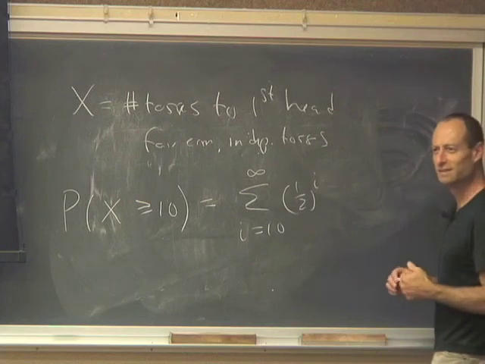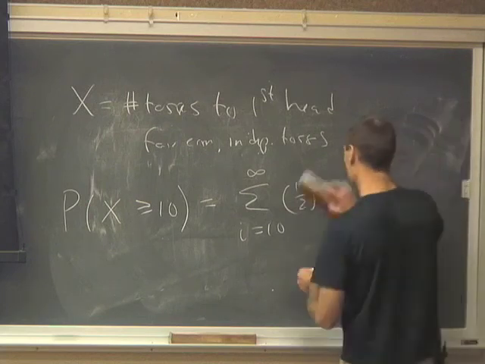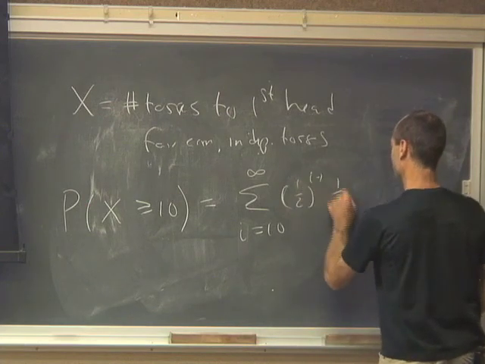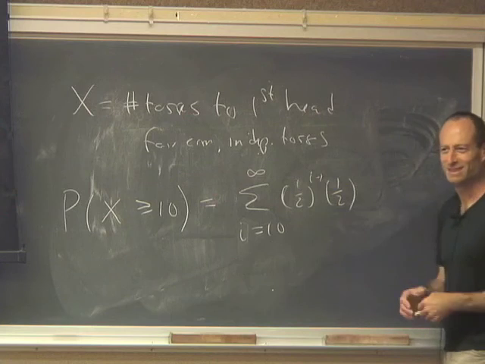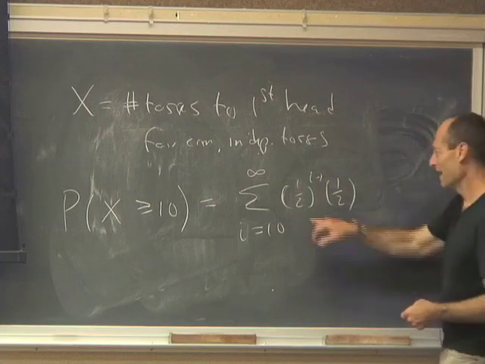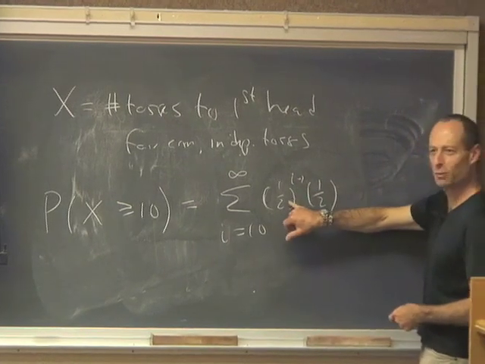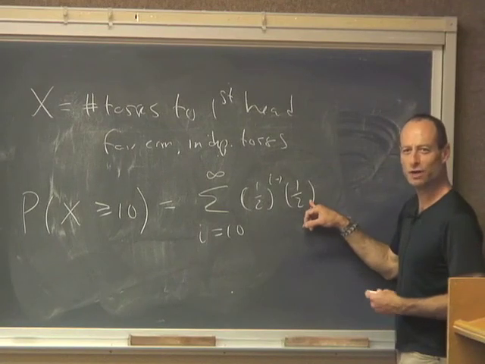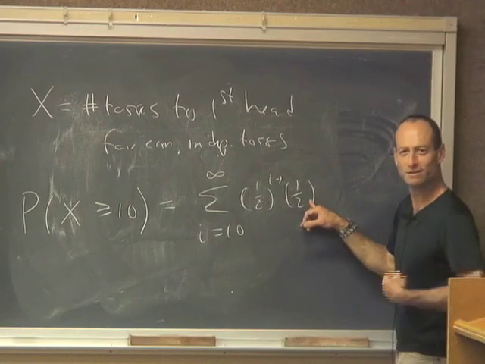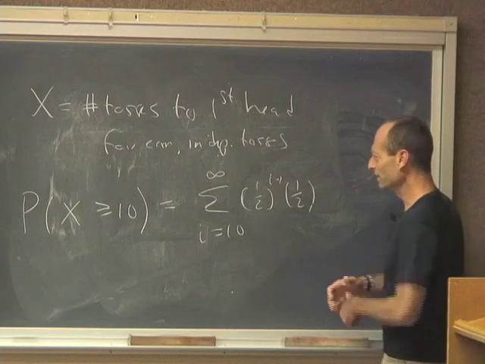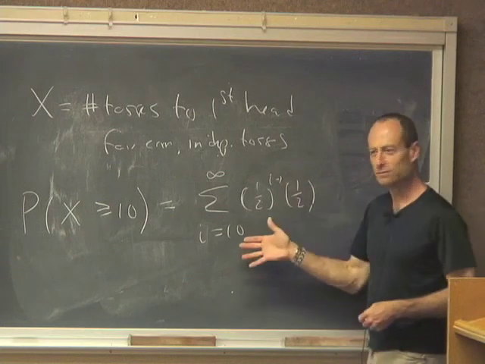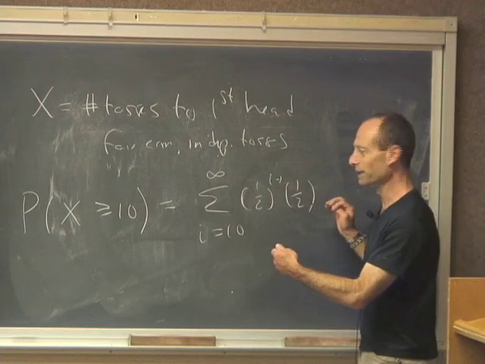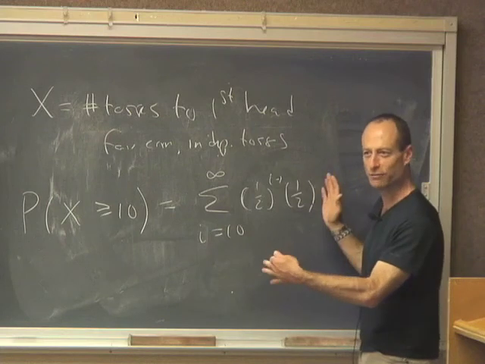Maybe better to write it this way: a half to the i minus 1 times a half. I have to get tails the first i minus 1 times, and then I have to get heads the ith time. Trials are all independent. Rings a bell? So I could do that sum, or I could take 1 minus the chance that it takes 9 or fewer. Then I would only be adding 9 things and then subtracting that from 1.